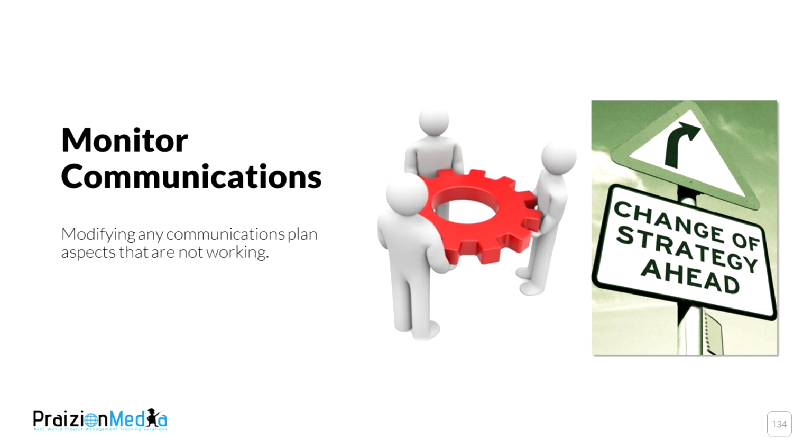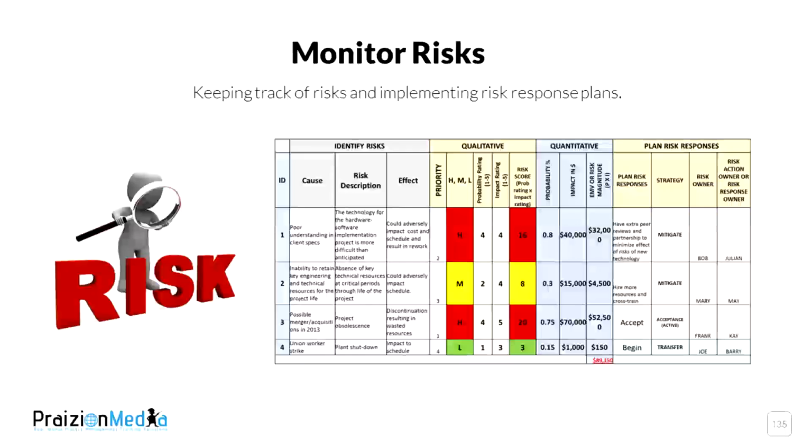Either realign the expectations with the plan, or if the plan isn't being followed, the project manager needs to ensure that the team follows the plan. Then if it wasn't followed, what are you going to do, project manager? Correct it, right? Next process is monitor risks.